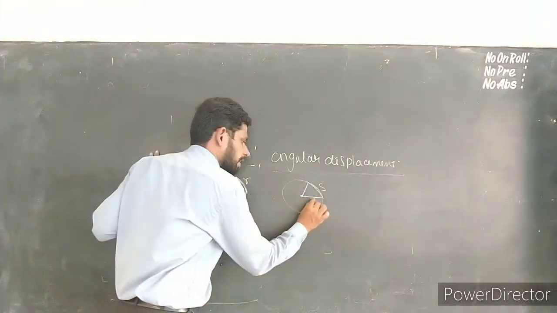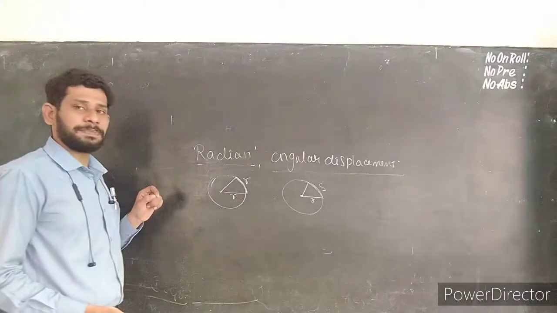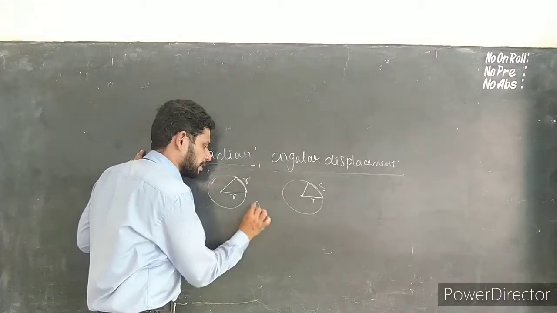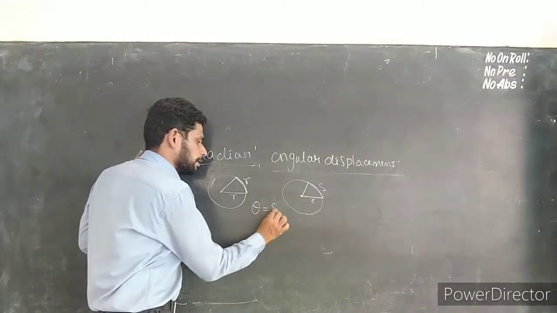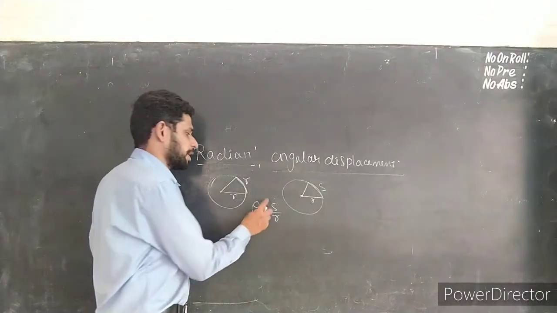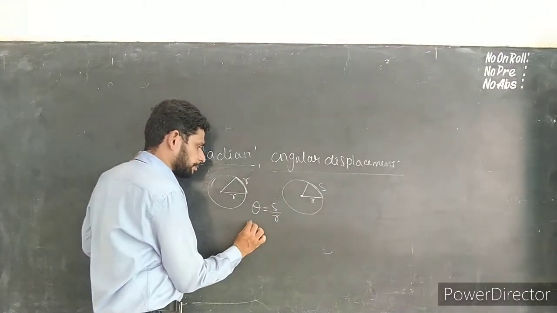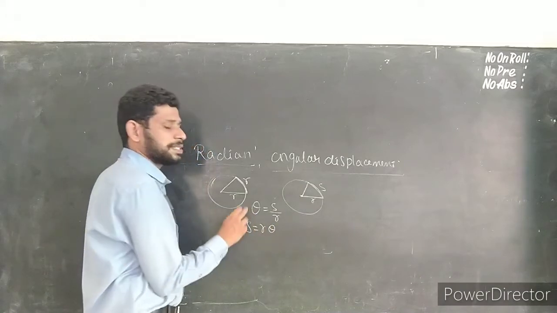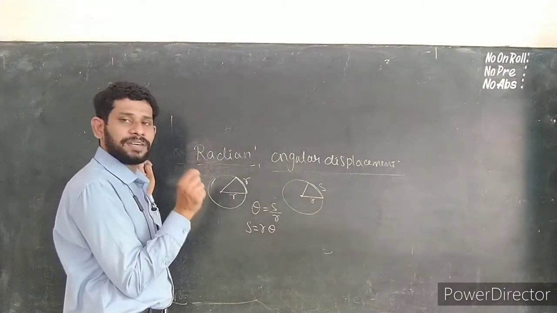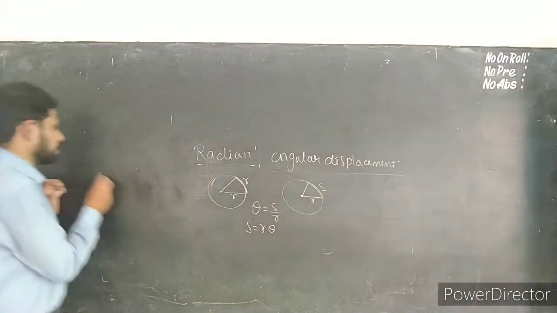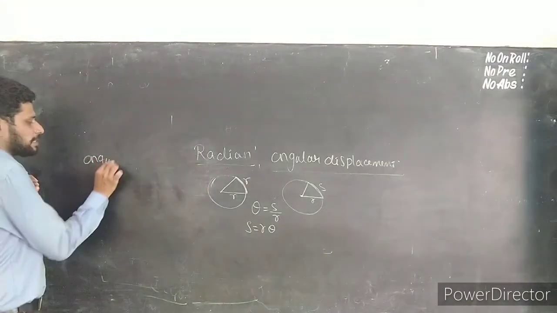This is your radius. The displacement related with the radius is called angular displacement. It is denoted by the letter theta, equal to s by r, displacement per radius. Then s is equal to r theta. The SI unit of angular displacement is the radian.